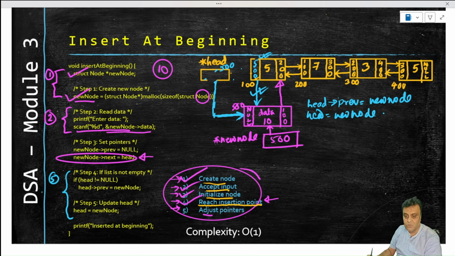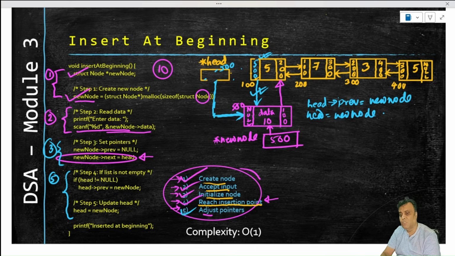So we have done a create node, we have done an accept input, we have done an initialize, and then we have done an adjust pointers. Now I have explained this at length, and for the rest of all the operations that we see, I will go a bit fast. You can rewind this particular example to understand how I am correlating these 5 steps with the code as well as with the algorithm that I am drawing on the right. So let's move on with the next step.